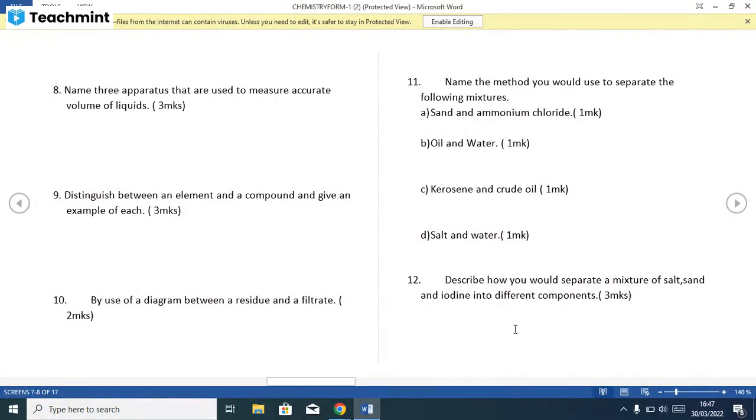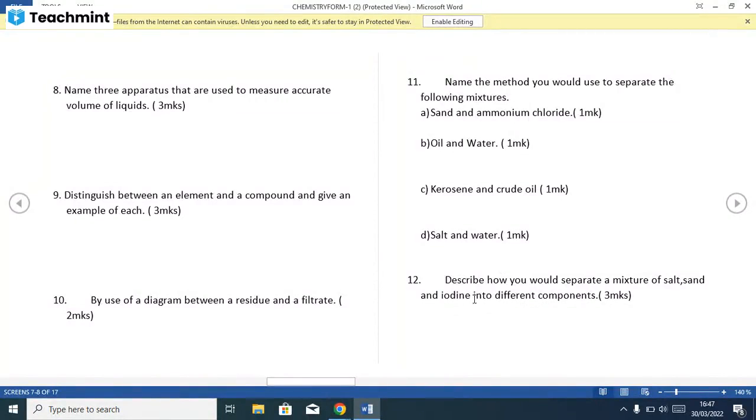Here, what we have now is a mixture of sand, salt and iodine. So you add water to the mixture so that the salt will dissolve and we remain with sand and iodine. So what will you do?